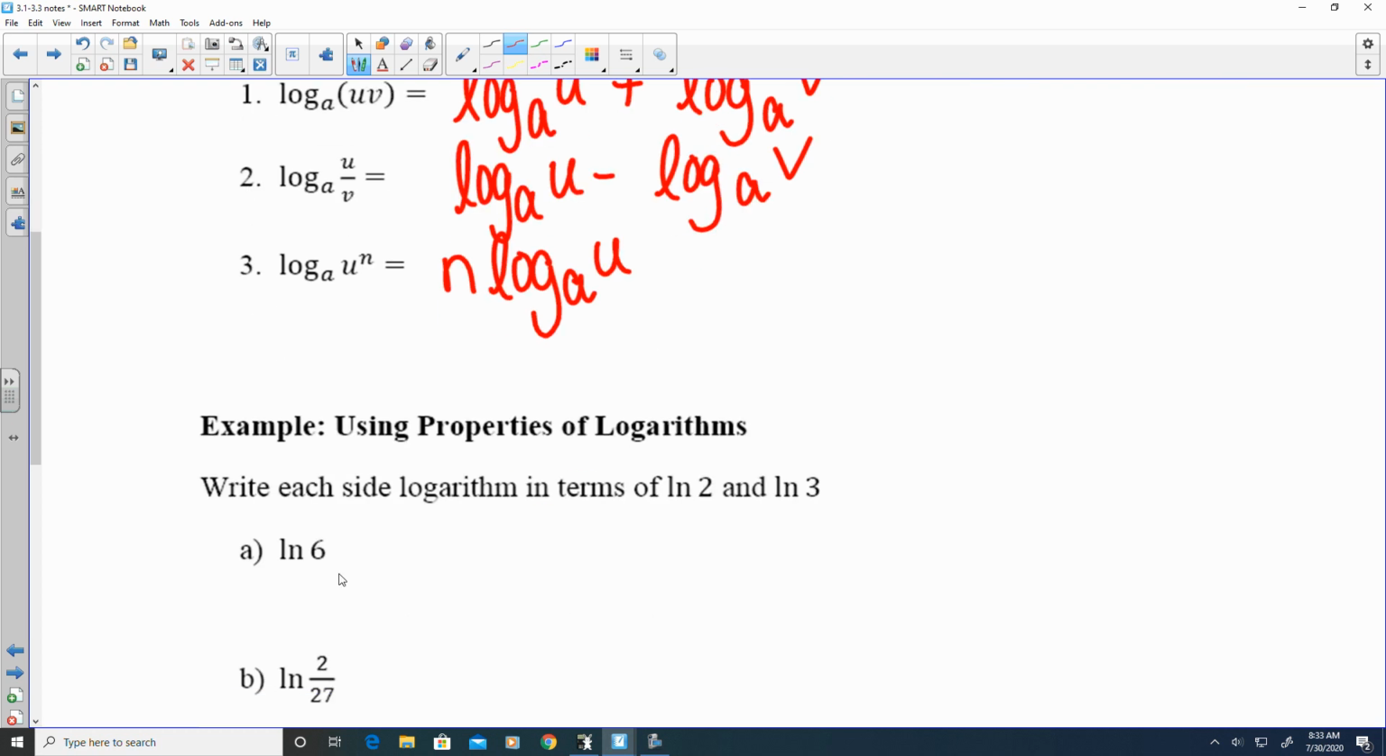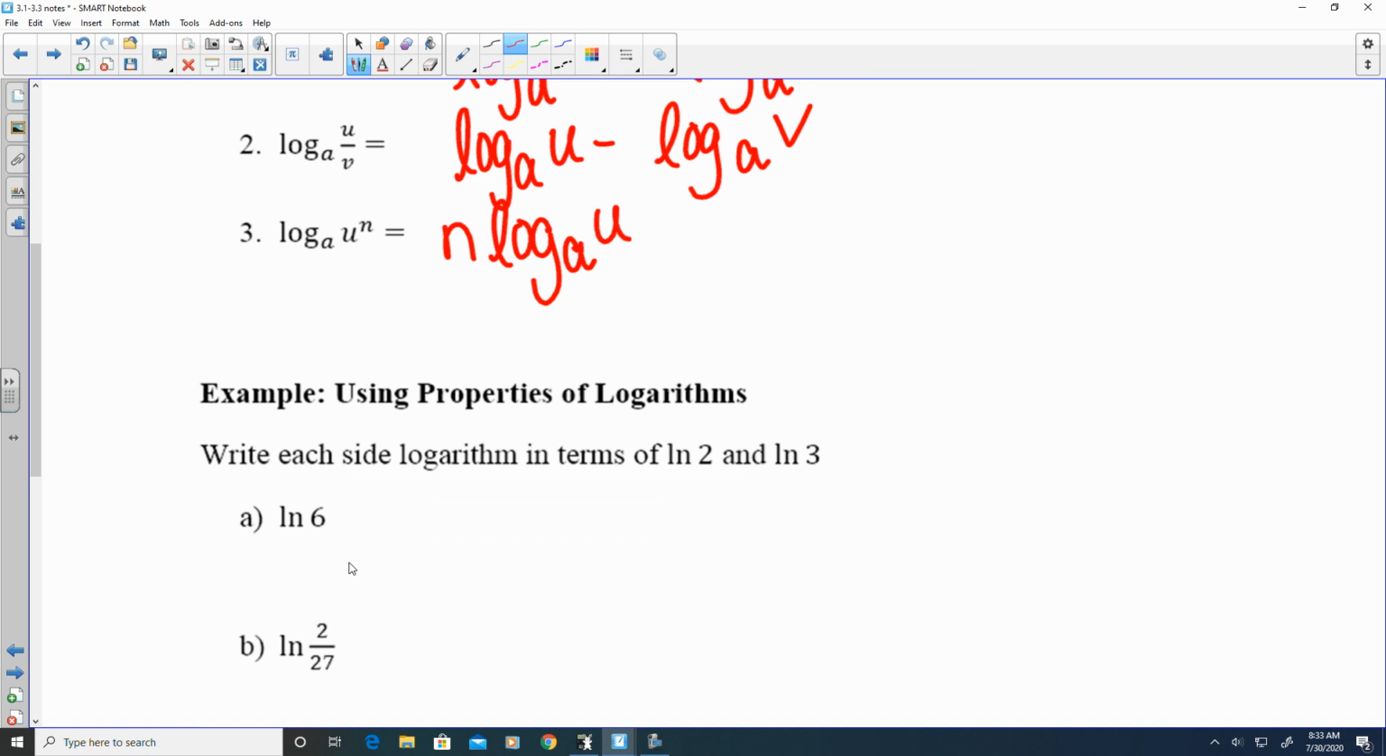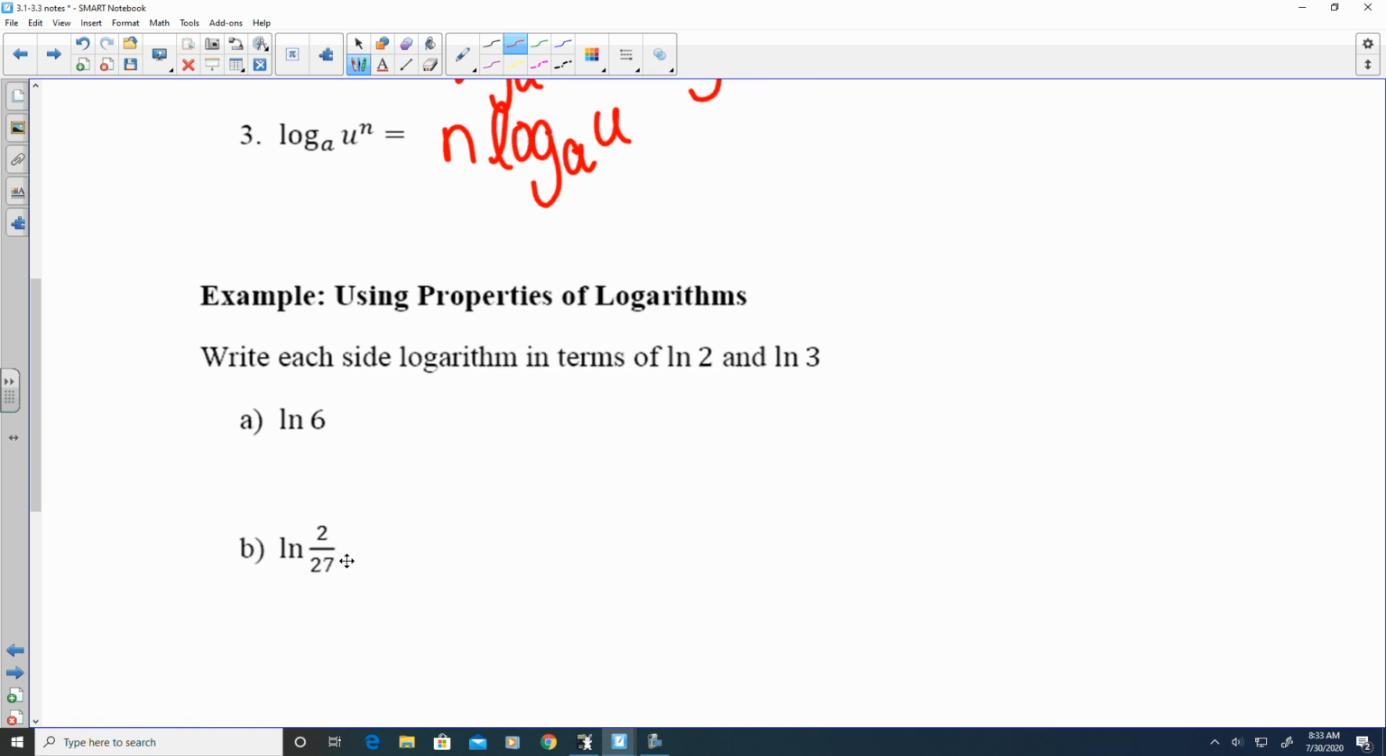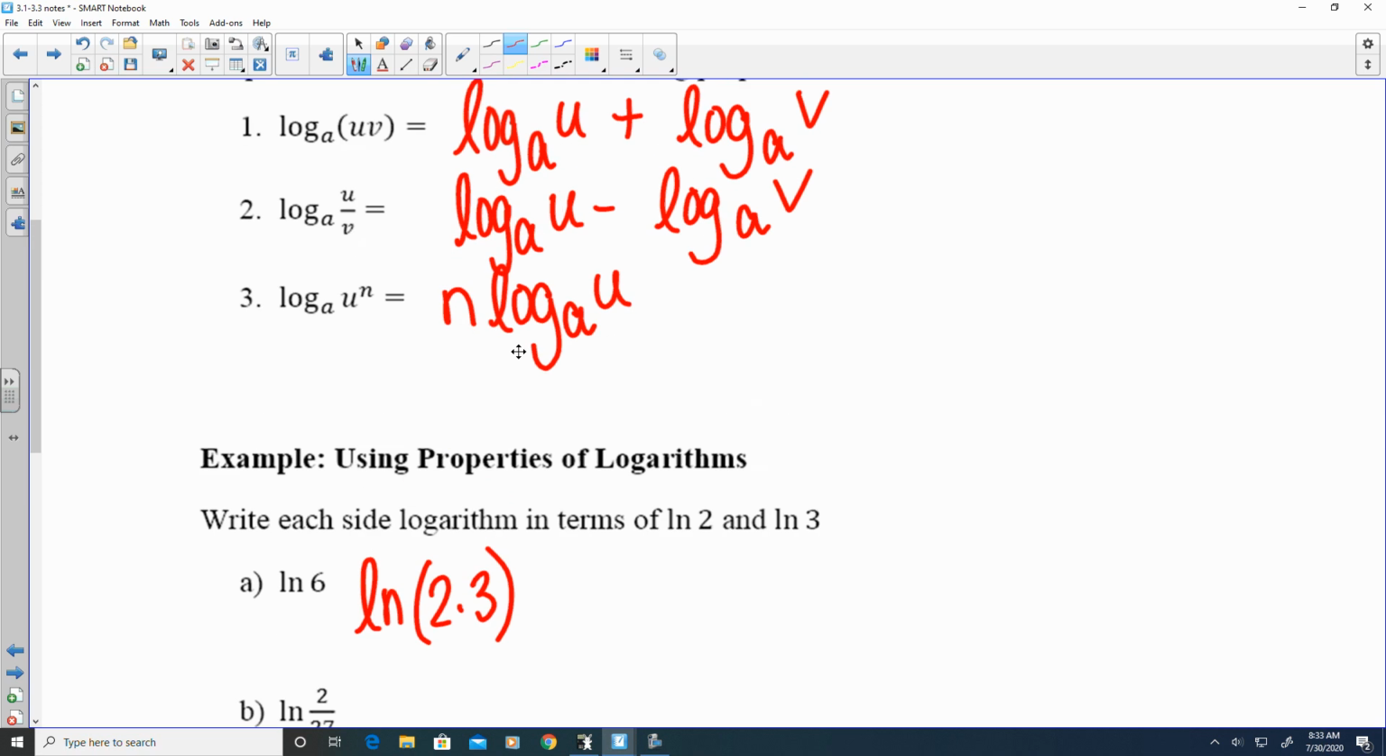Write each logarithm, each side of the logarithm in terms of natural log 2 and natural log 3. So natural log 6, how can I turn that into 2 and 3? Well, I know that's 2 times 3. So let's first just rewrite it as 2 times 3. And then using the number 1 property up here, okay, I have a product. I can turn that into a sum of two separate natural logs.